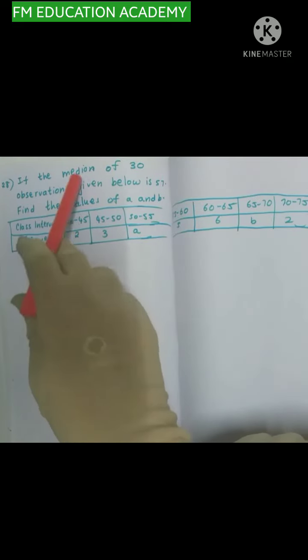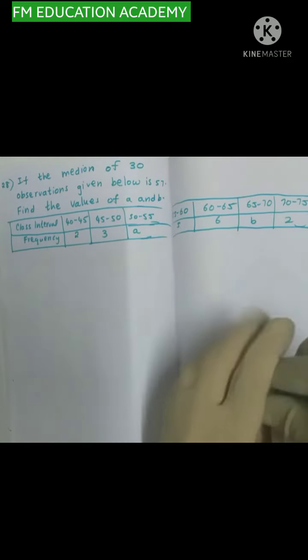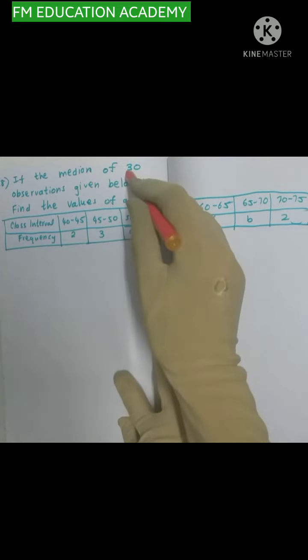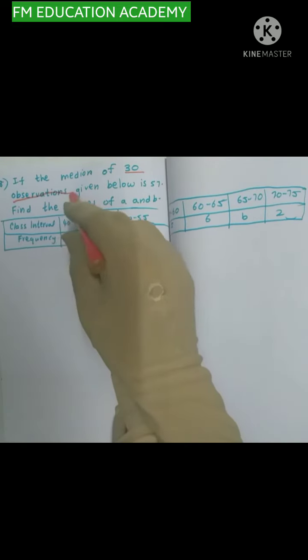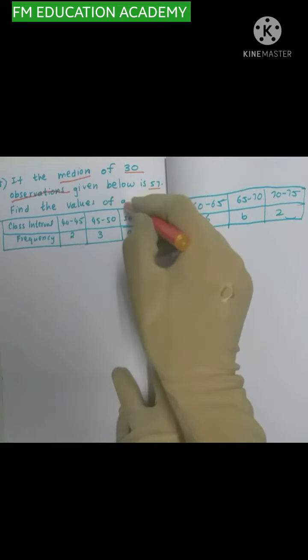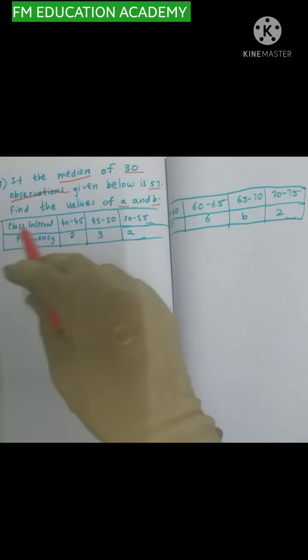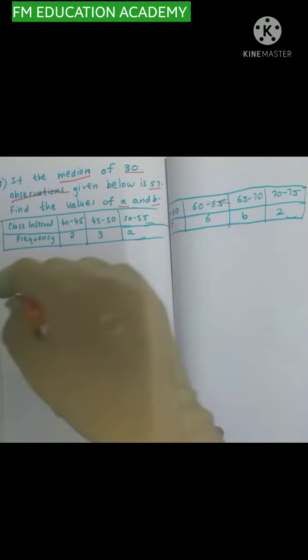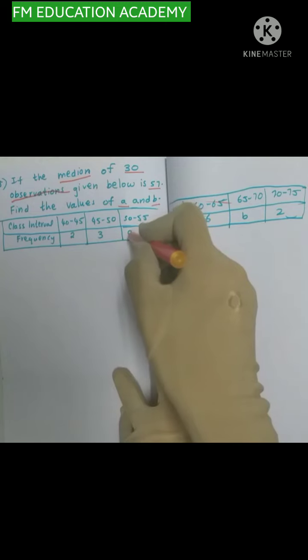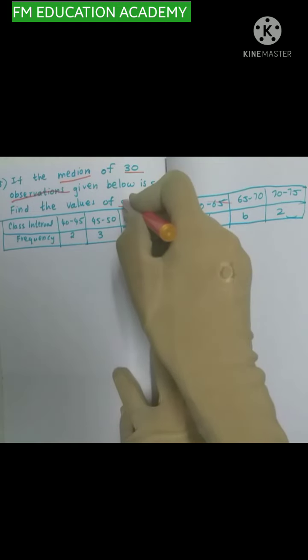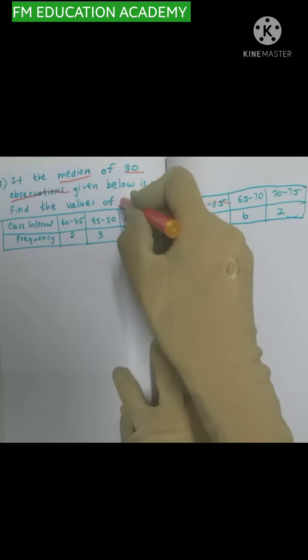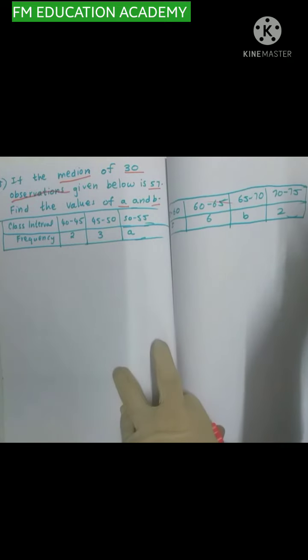28th question. If the median of 30 observations given below is 57, that is, the number of observations given to us is 30 and the median value given to us is 57, we have to find out A and B. Class interval is given to us and frequency is given to us, and in the frequency you can observe that we have A and B, and the question is asking us to find out A and B only.